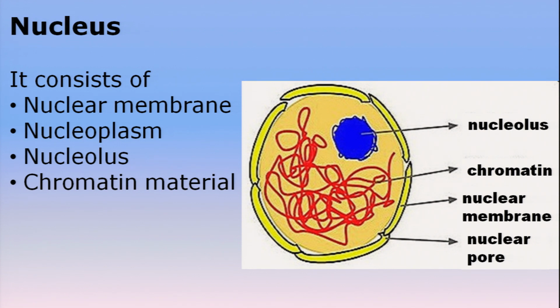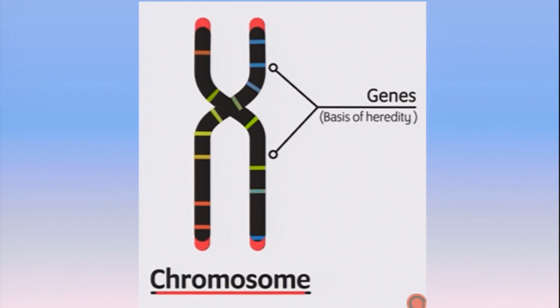Now these thread-like structures take up definite shape when the cell is about to divide. You know, all the cells keep dividing and forming new cells. And at this time of cell division, the chromatin material appears like this, and then it is called chromosome. When chromatin material takes up definite shape, it is called chromosome.